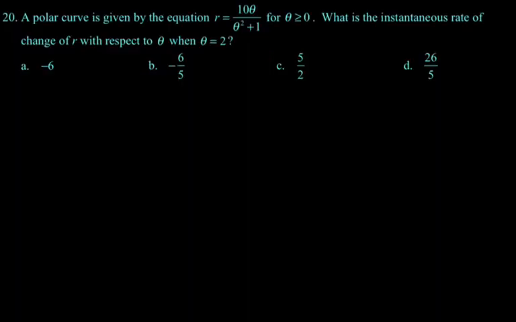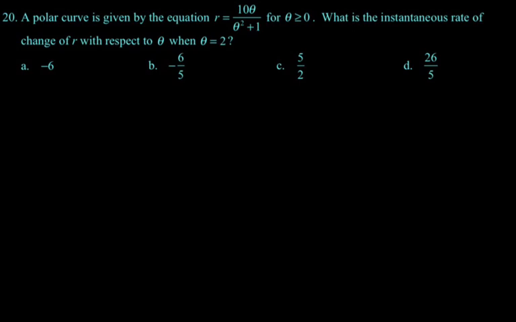A new problem. A polar curve is given by the equation r = 10 theta over theta squared plus 1, where theta is greater than or equal to 0. Okay, so the first 20 times I read this problem, I thought it was just 100. It's not. Fortunately, if you think it's 100, you don't get one of the answer choices, and then you have to go back and look a little more closely. What is the instantaneous rate of change of r with respect to theta? So you have to read carefully.